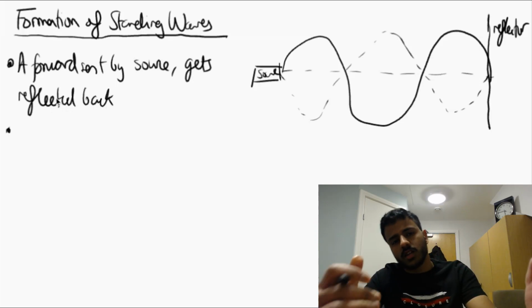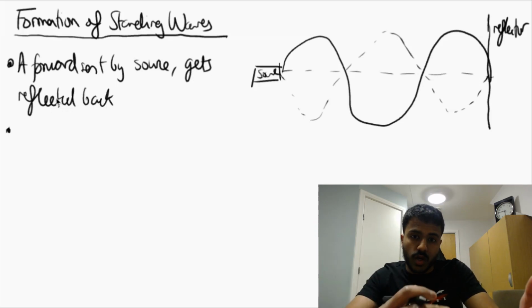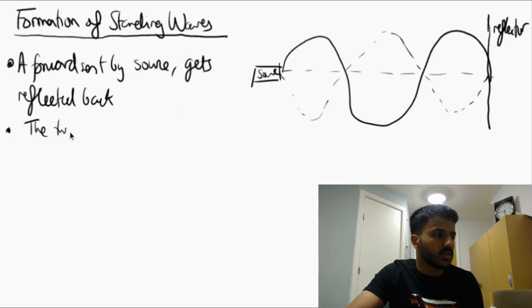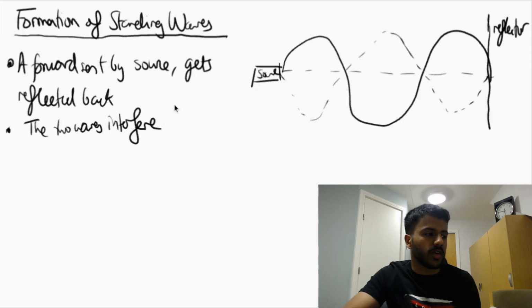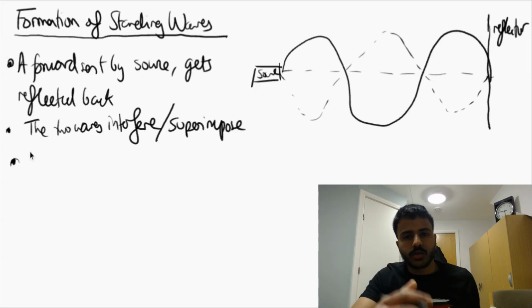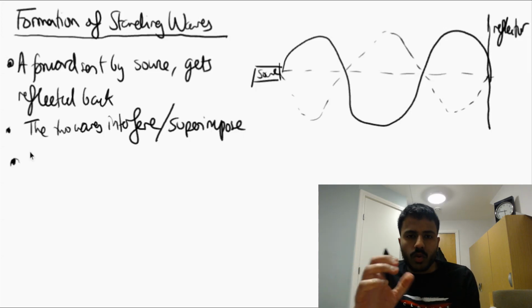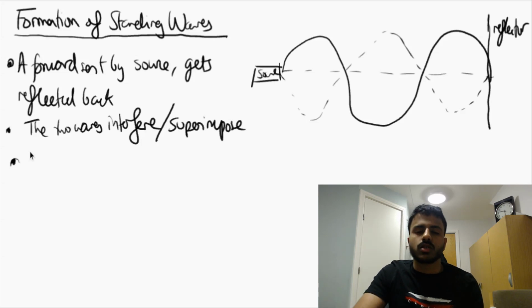You can see that this forward wave and the reflected wave basically are two different waves. So the two waves interfere. Another word that you can use to describe this instead of saying interfere is that they superimpose. Now, as we looked at in the last video, when waves meet in phase, they constructively interfere, and when they meet completely out of phase, they destructively interfere. And the same thing happens here.